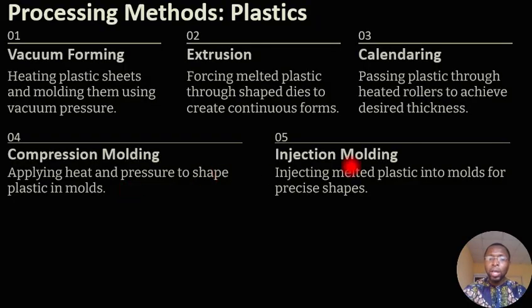The last stage in this process is making the plastic undergo injection molding. Injection molding is a process where the plastic is still put into molds, but through an injection method. So you inject this plastic into what? Into mold. In the first stage you compress it into a mold, and in this last stage you inject the melted plastic into a mold for the precise shape that you want. So these are the 5 stages involved in processing plastic.